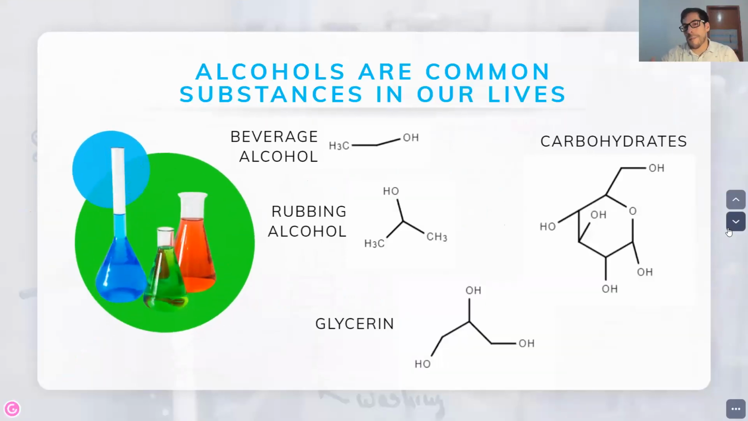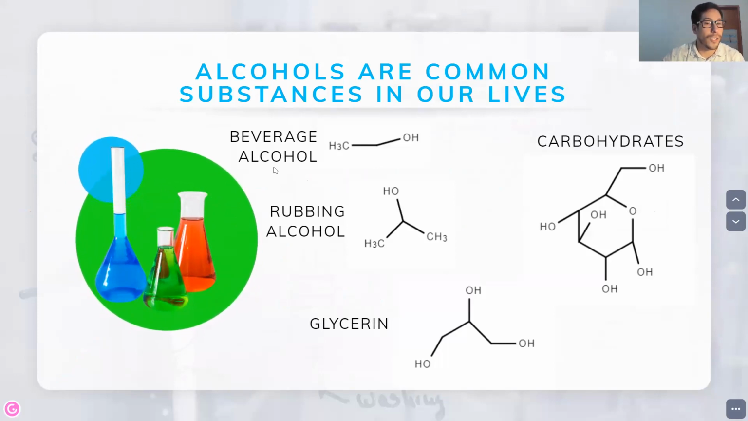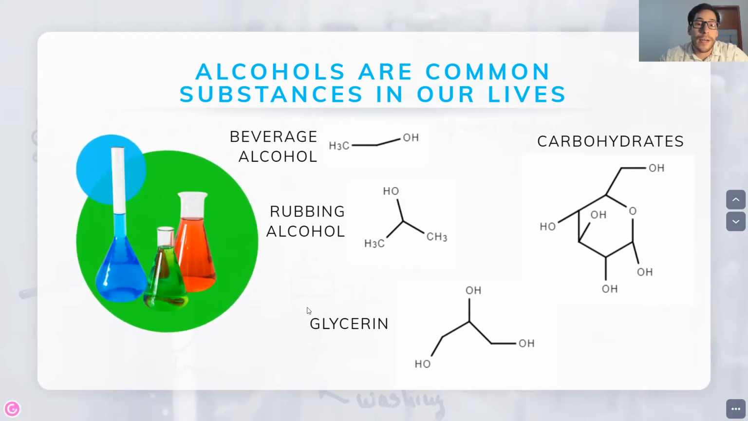Well, alcohols are common substances in our lives. You can find them in beverages like wine, beer, etc. You can find it in pharmacies, in the rubbing alcohol that we can buy to clean something. Also, a lot of personal care products or hygiene products contain glycerin, which is a hydrating agent. And also the carbohydrates that are part of many foods. We burn carbohydrates to get energy, etc. They have this functional group of the alcohols.